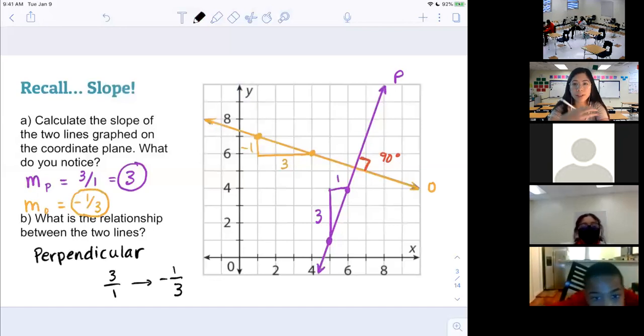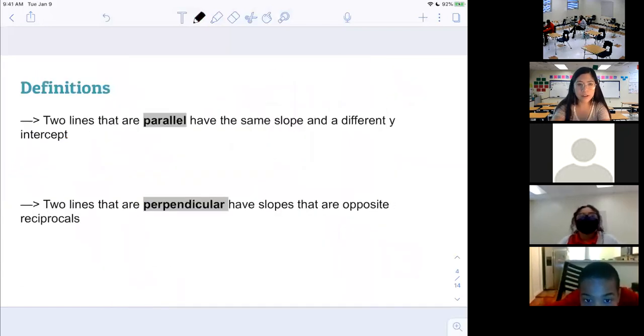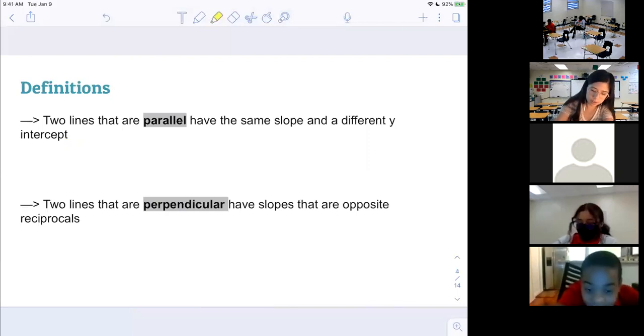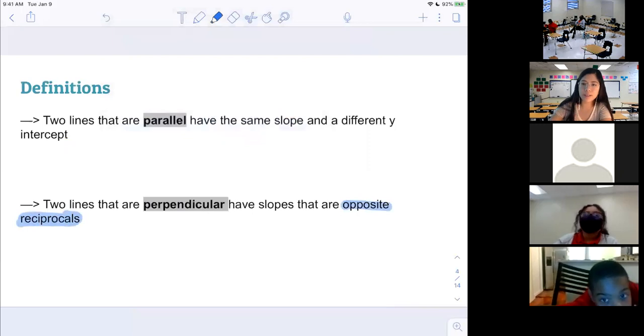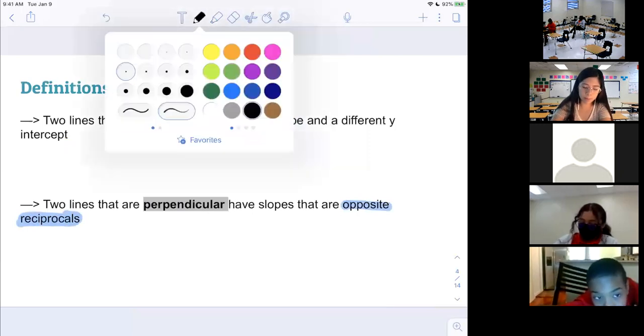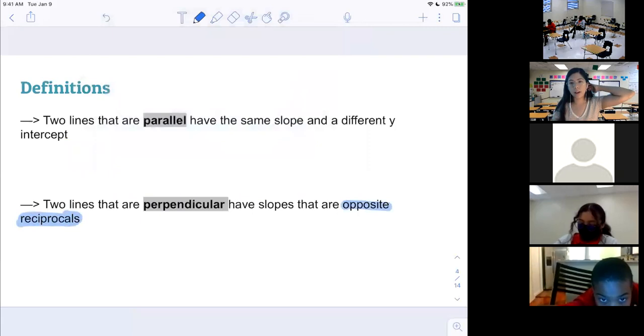So this has a very specific name, and let's go ahead and write this down. We have 2 definitions. First up, if 2 lines are parallel, they have the same slope and a different y-intercept. 2 lines that are perpendicular have slopes that are opposite reciprocals. Opposite reciprocals. So what that means is that they are reciprocals, but one of them will be positive and the other one will be negative.